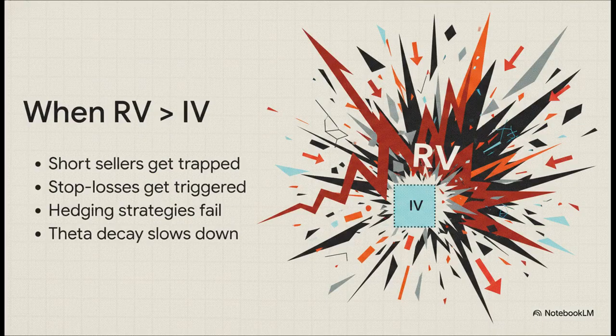So, the crucial point is what happens when the opposite occurs, when realized volatility is greater than implied volatility. When the actual movement blows past the expectation, it is an absolute disaster. Short sellers get trapped in their positions. Stop losses get aggressively triggered, which just fuels further market spikes. Carefully constructed hedging strategies completely blow up. And maybe most importantly, the reliable engine of options selling, theta decay or time decay, slows down drastically or just completely stops benefiting the seller.